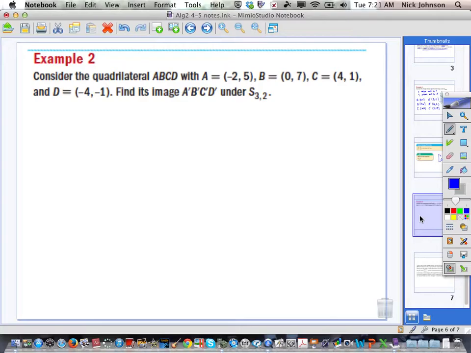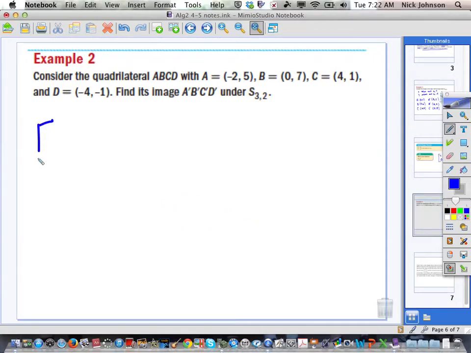Example 2 says, consider the quadrilateral ABCD with A equaling negative 2, comma 5, B equaling 0, comma 7, C equaling 4, comma 1, and D equaling negative 4, comma negative 1. Find its image under S of 3, comma 2. Okay, I'm going to do this by hand. I assume you all can do it on your calculator.